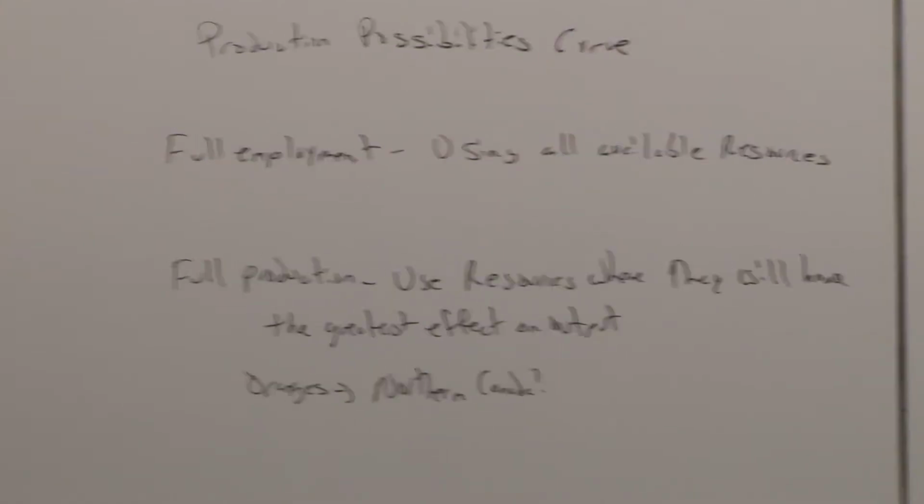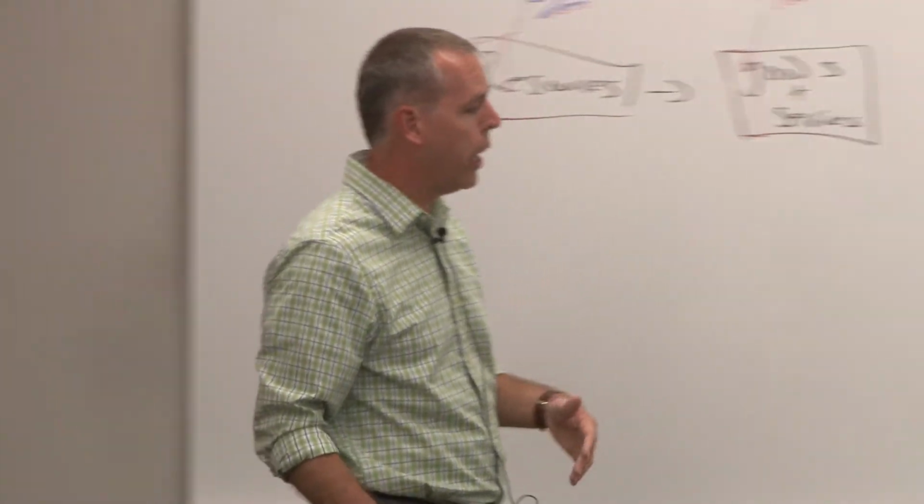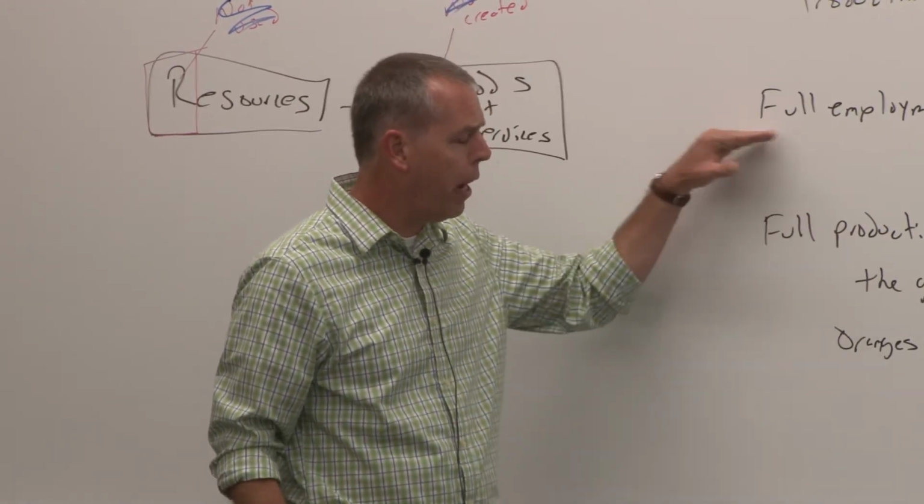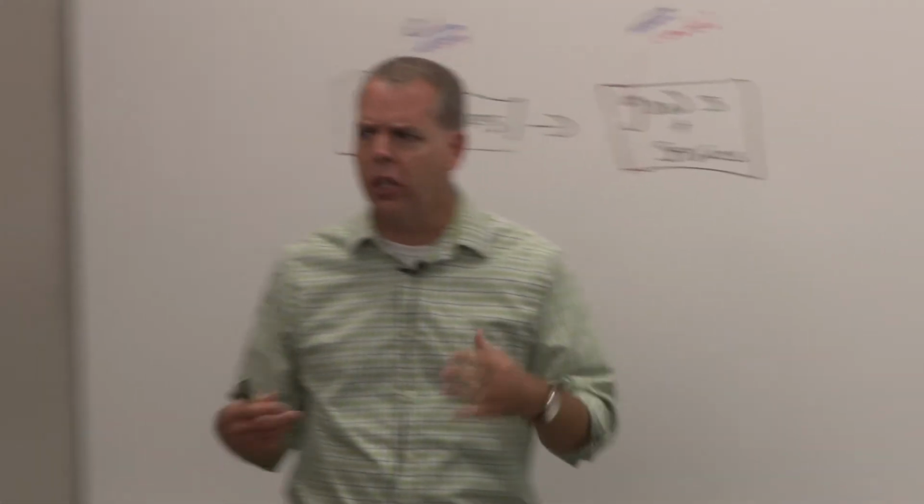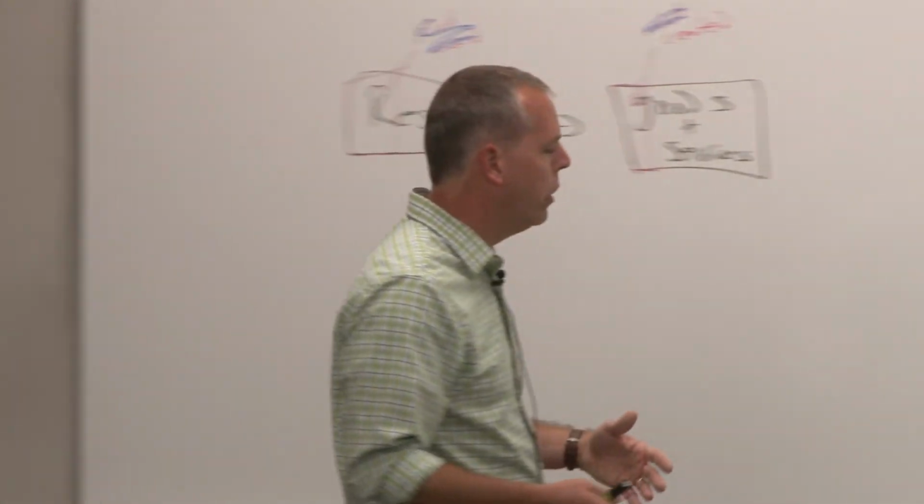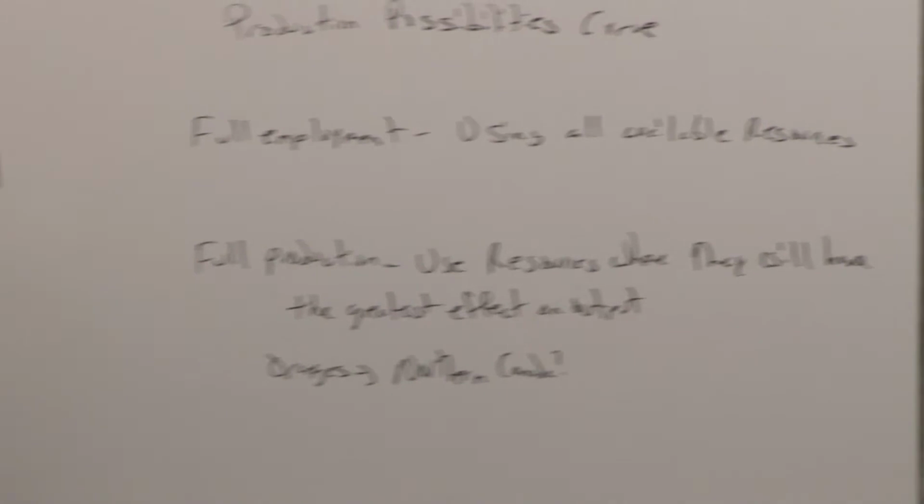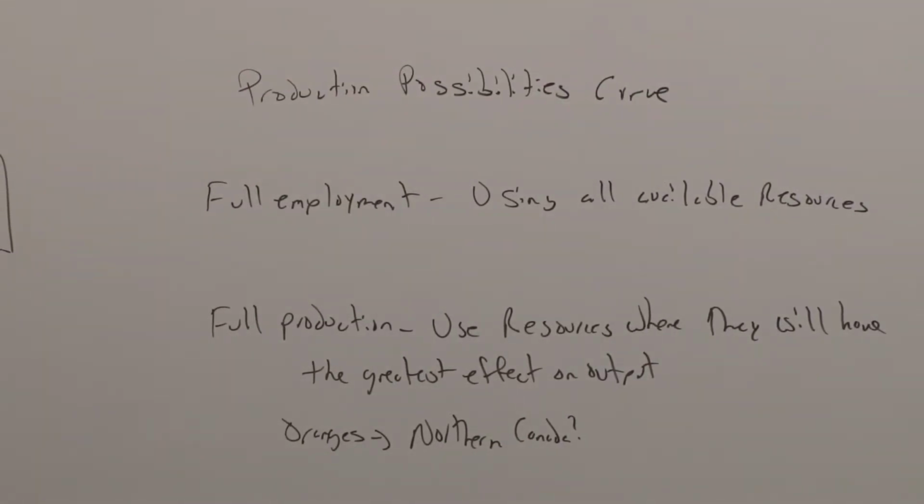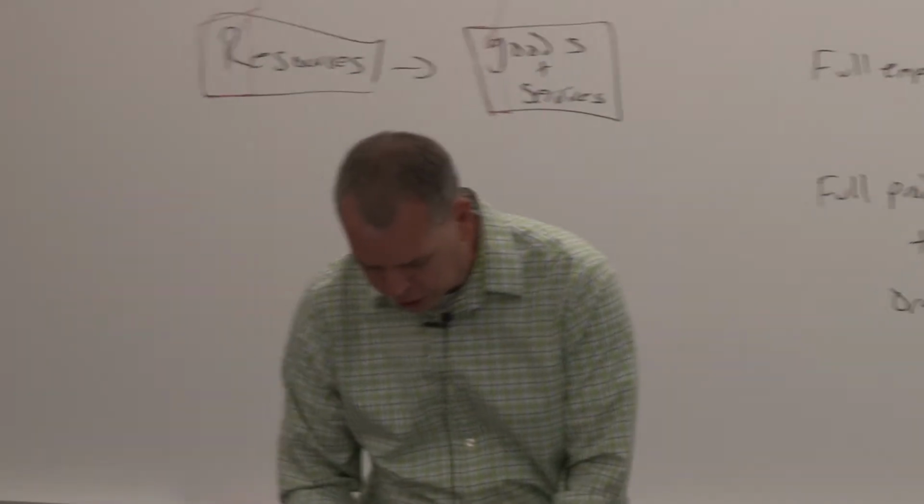In fact, it does take a whole lot more resources to grow oranges in northern Canada than it does in Florida. So we might have full employment, but that's not full production, right? That's not using those resources where they're going to have the greatest effect on output, right? In other words, it's much easier to grow oranges in Florida where they naturally want to grow and let northern Canada grow wheat. Okay? So we have this idea of full employment and full production, right? So let's look at some assumptions here.